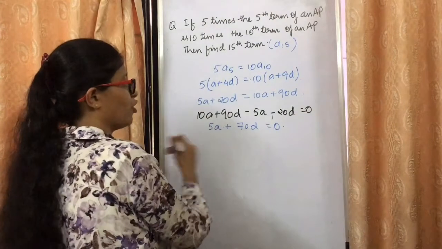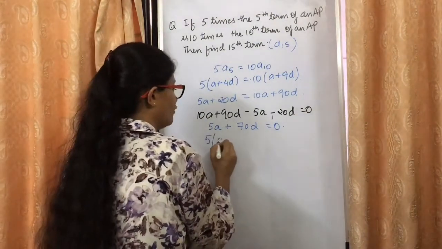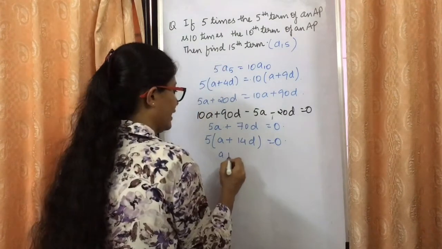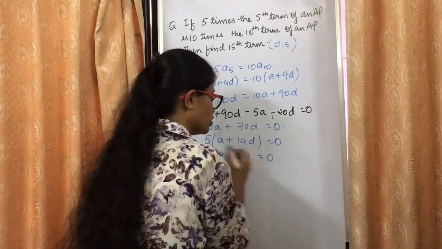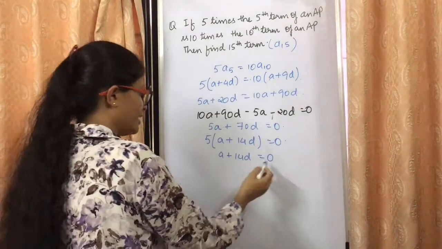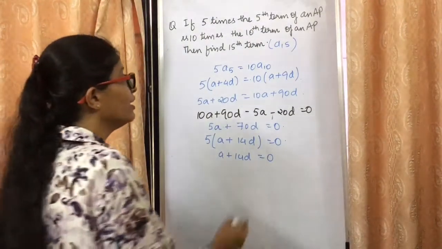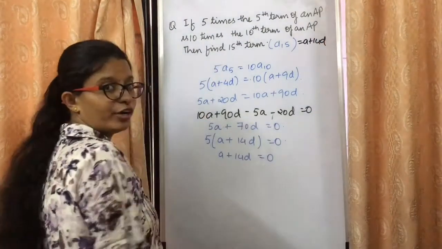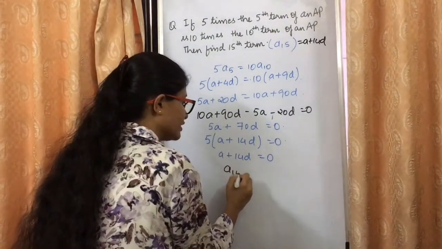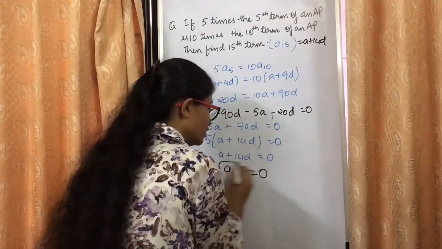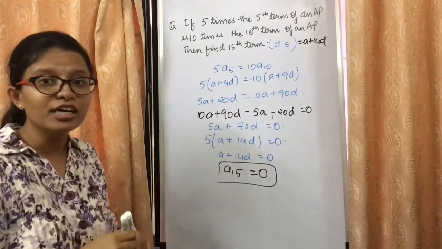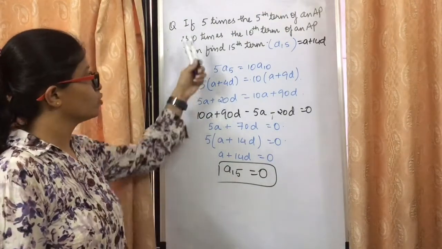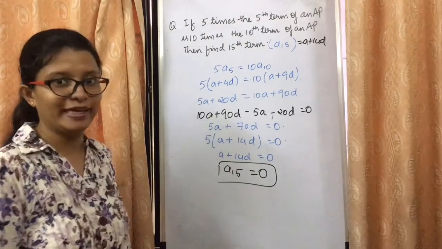Can we take 5 common from the equation? If I take 5 common, I will get A plus 14D is equal to 0, since 0 upon 5 is 0. So A plus 14D comes out to be 0. A15 could be written as A plus 14D, which is exactly what we have. So A15 is nothing but 0. So I can say the 15th term of the given AP will be 0. I hope the formulation for the question must be clear.